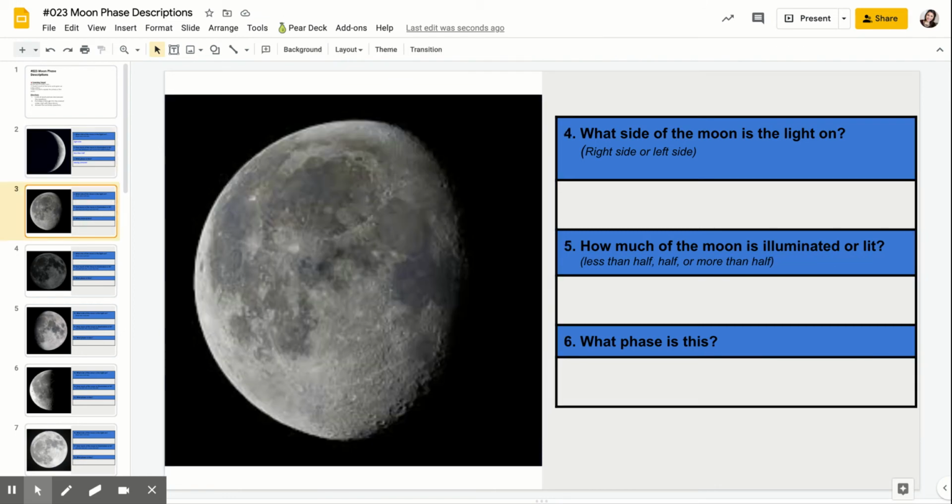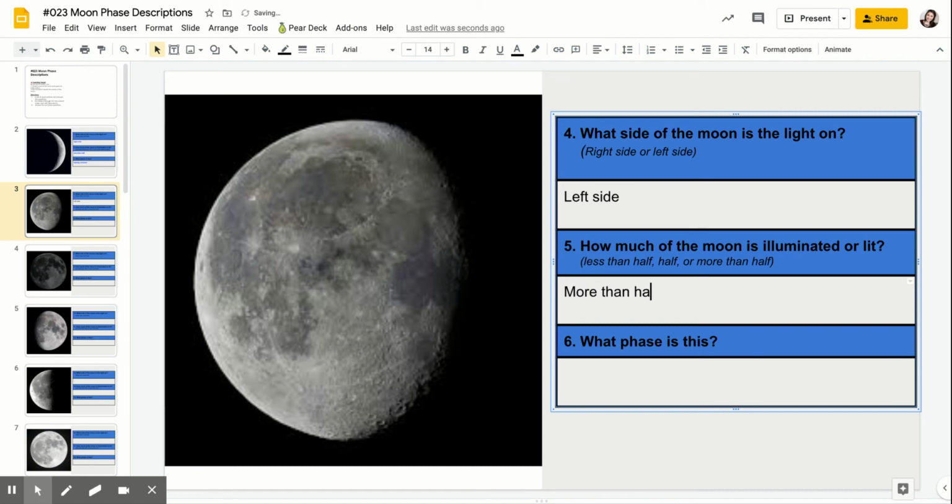So let's look at this one right here. What side of the moon is the light on? So we see it's on the left side. So here we'll type in left side. How much of the moon is illuminated or lit? Less than half, so crescent. Does it look like a crescent? Is it half or more than half? And in here it looks like it's bulging. We talked about that. So it's going to be more than half.